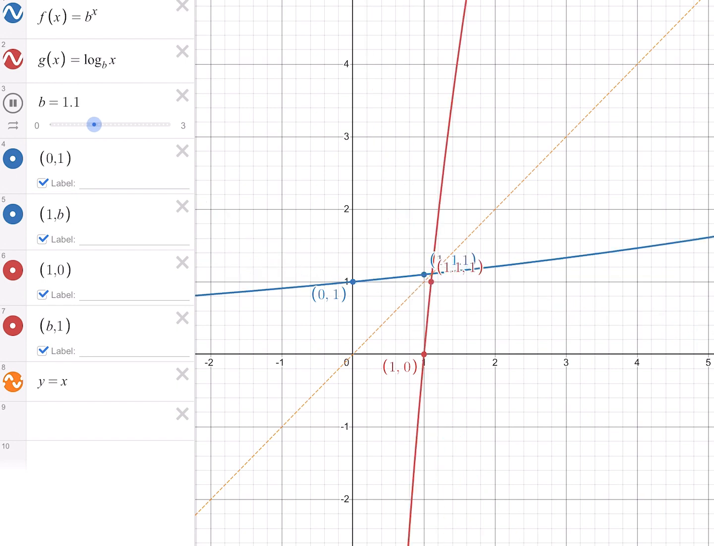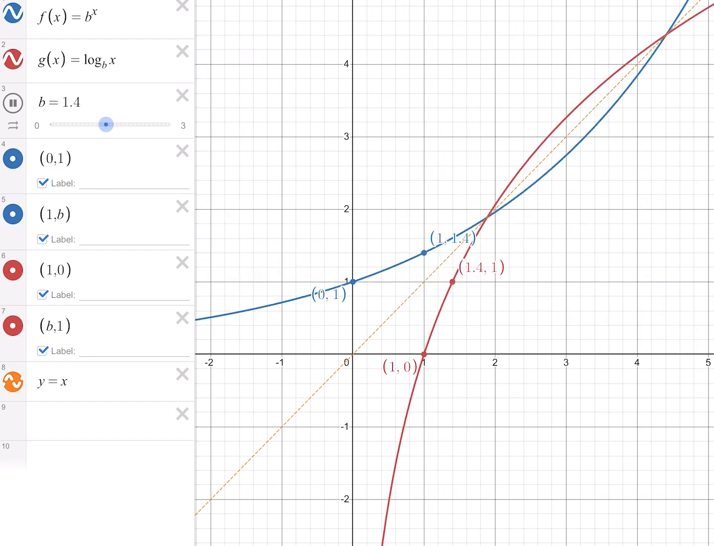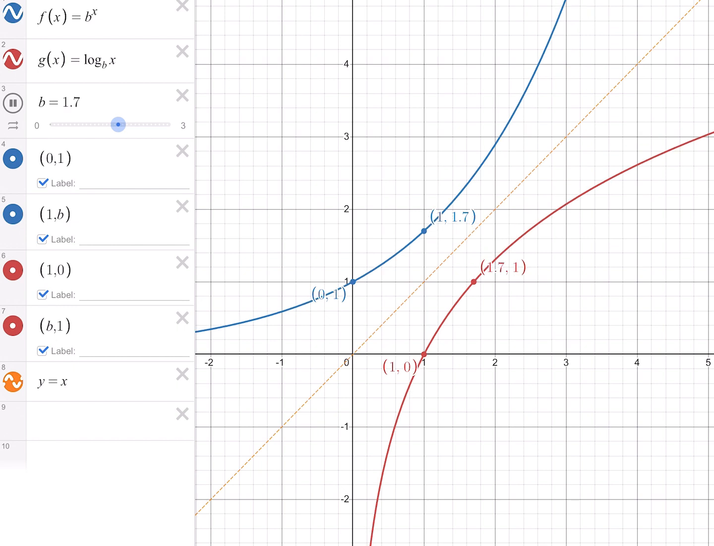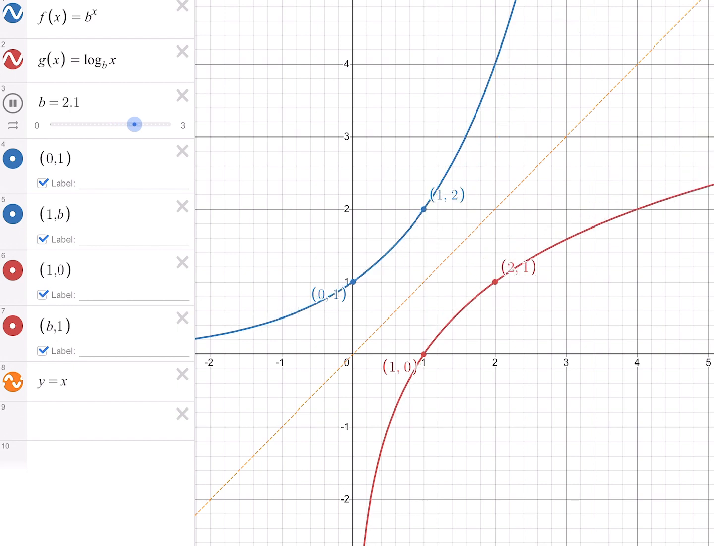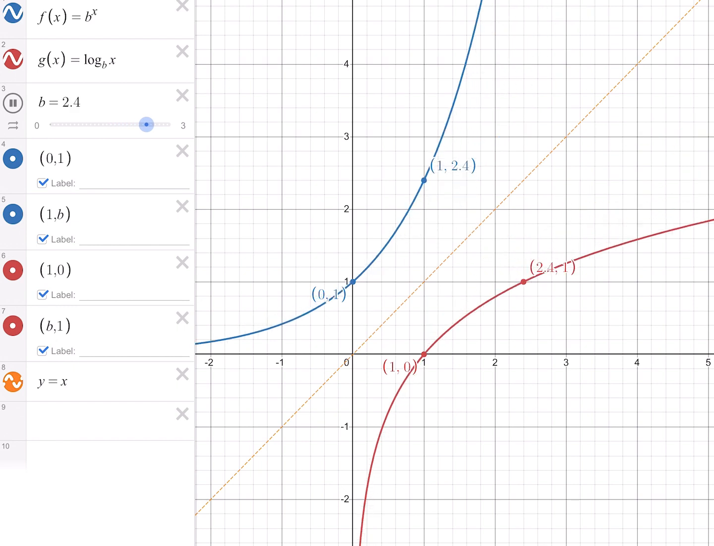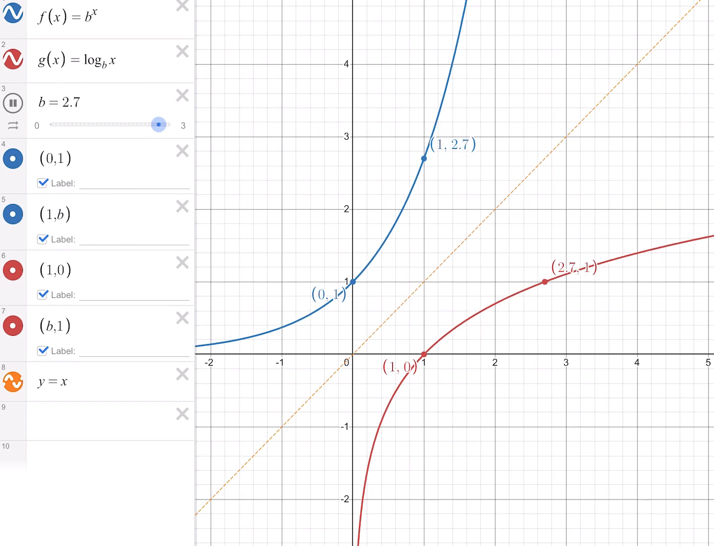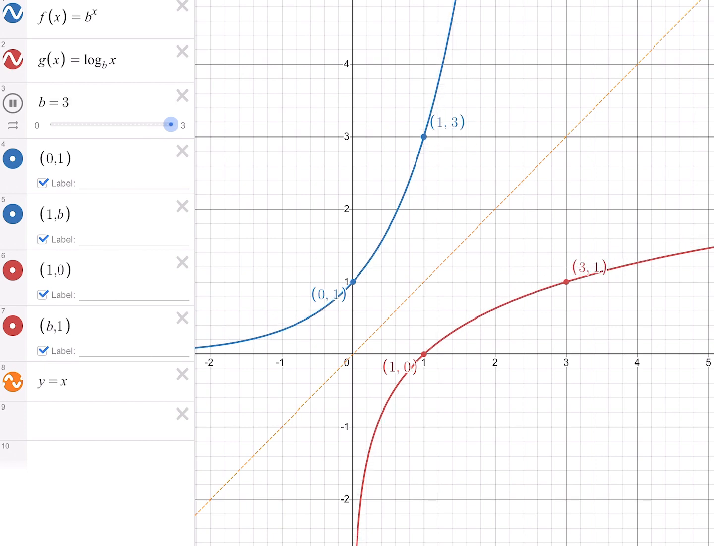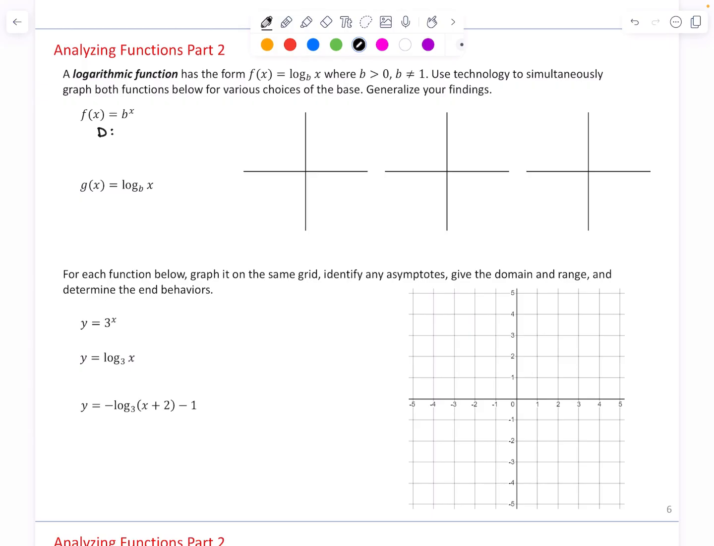The domain of the blue is always all real numbers, and its range is 0 to infinity, and the domain and range of the red are just the reverse. The domain of the red is 0 to infinity, and the range of the red is all real numbers. So for an exponential function, the domain will always be all real numbers, and the range will be positive outputs only. And the function log base b of x is the inverse function of b raised to the x.